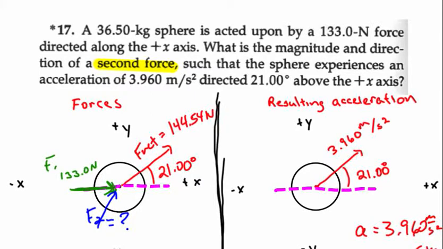Okay, we're going to do problem 17, chapter 4.6. A 36.5 kilogram sphere is acted upon by a 133 Newton force directed along the positive x-axis. What is the magnitude and direction of a second force such that the sphere experiences an acceleration of 3.96 meters per second squared directed 21 degrees above the positive x-axis?